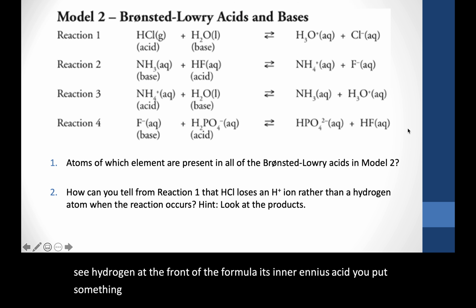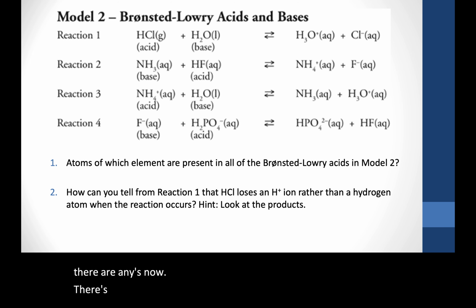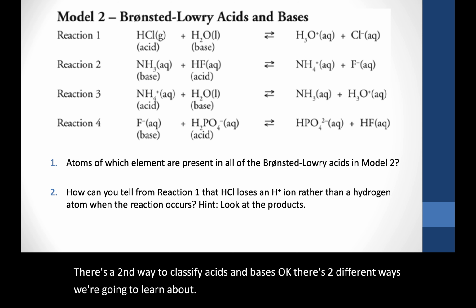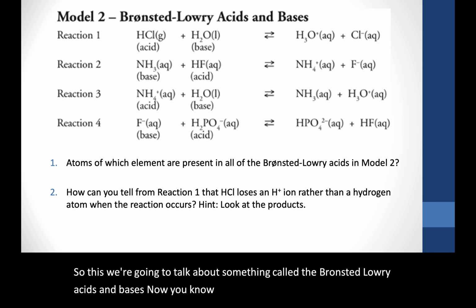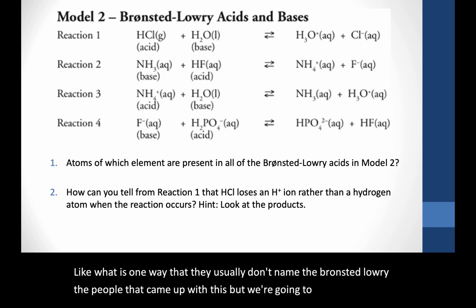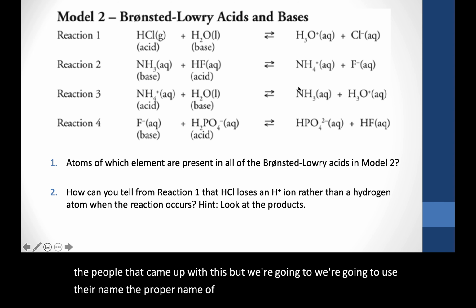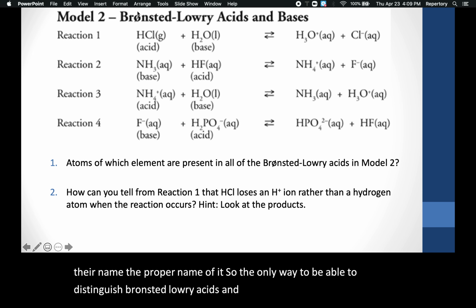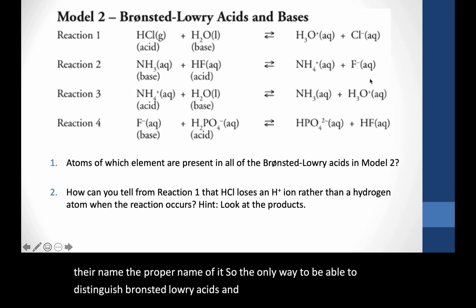Now, there's a second way to classify acids and bases. There's 2 different ways we're going to learn about. So we're going to talk about something called the Bronsted-Lowry acids and bases. Now, Regents questions usually just say, like, what is one way? They usually don't name the Bronsted-Lowry, the people that came up with this, but we're going to use the proper name of it. The only way to be able to distinguish Bronsted-Lowry acids and bases is if you have the whole reaction they're involved in. And you'll see why in a second, because it's not just about what they have in them, it's about what they do.